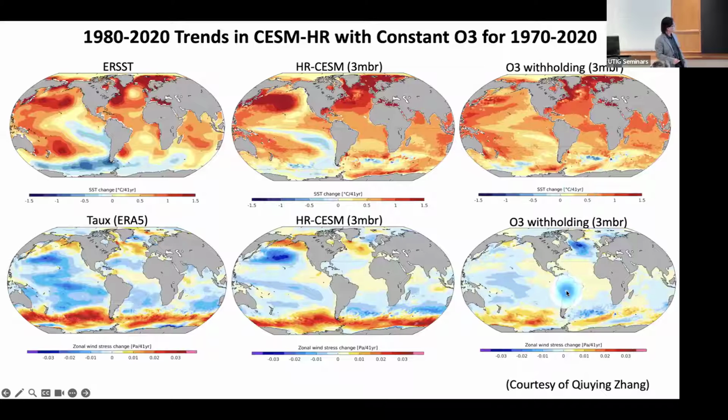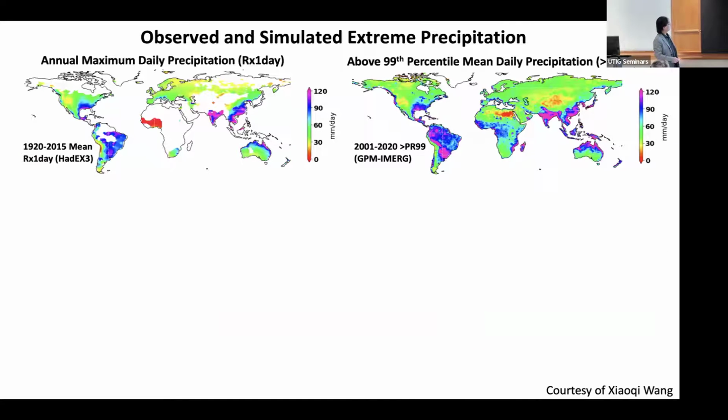And this is the wind stress response. Consistent with what we're thinking, if you keep ozone constant, then the strengthening of the winds in the Southern Ocean is significantly weaker, right? So that's currently our hypothesis. The ozone is responsible for that.